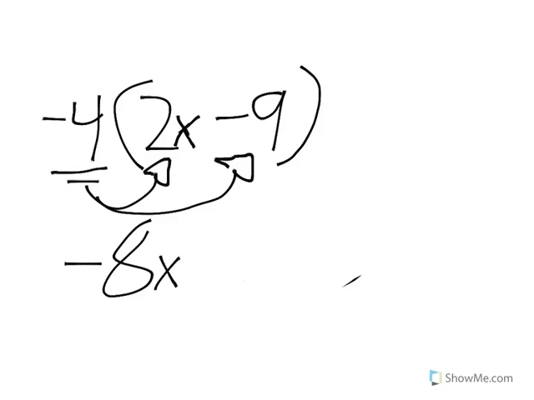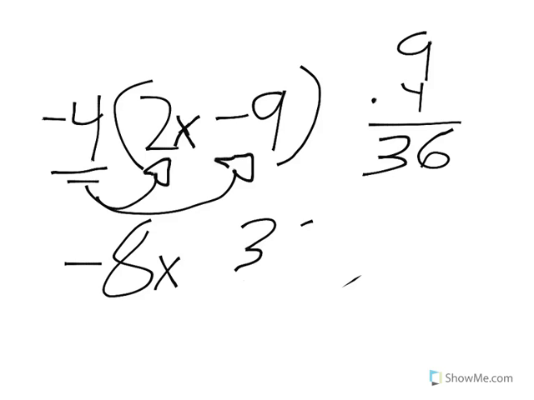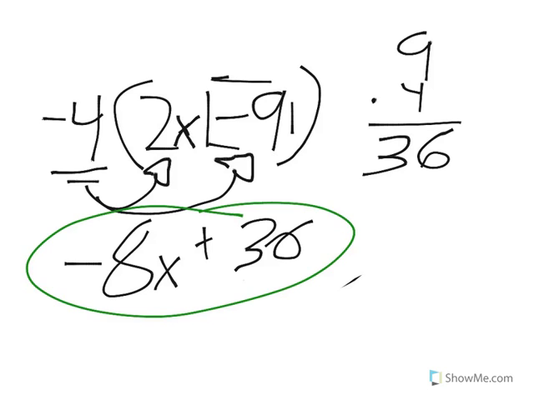Then we want to do 9 times 4, which is 36. And since it's a negative times a negative, then it becomes a positive. So we have our non-negative 36. And since it's not a negative anymore, that minus sign is turned into a positive sign. So that is the answer. We leave it like that.